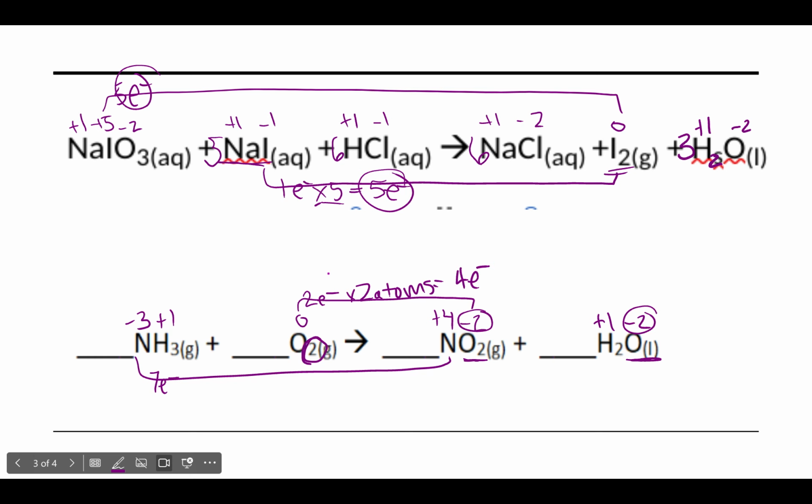So now to make that the same, we'll multiply the top value by 7, the bottom one by 4. So we're exchanging 28 electrons altogether. Now to do that, this 7 needs to go in front of the oxygen, the 4 needs to go in front of the NH3, and then we'll balance the rest by inspection. So we'll need a 4 here and a 6 here. Okay. So that is our process.